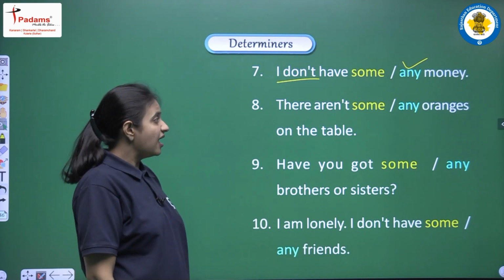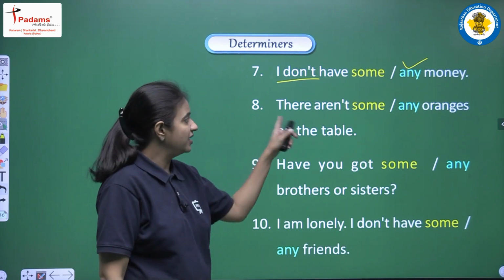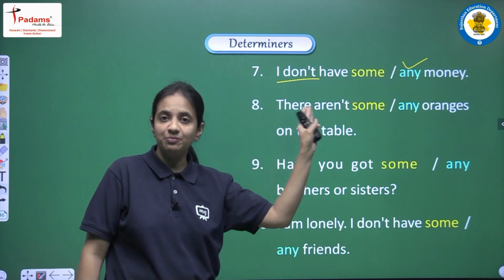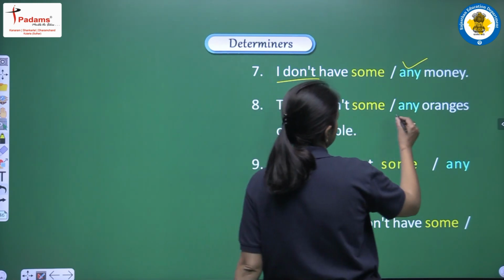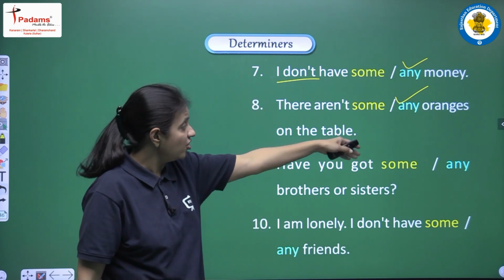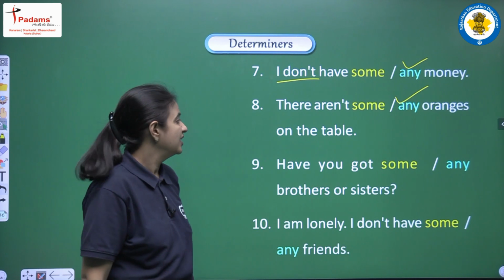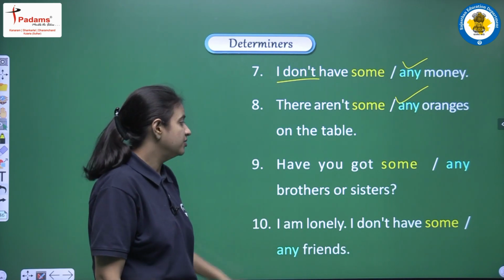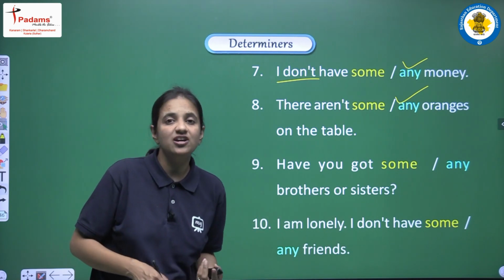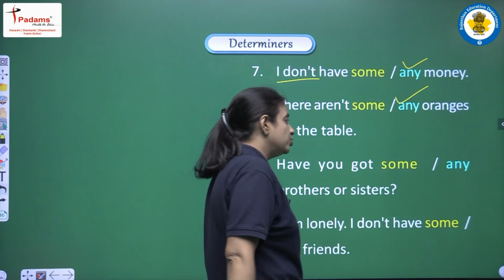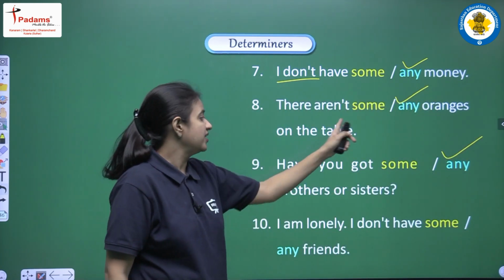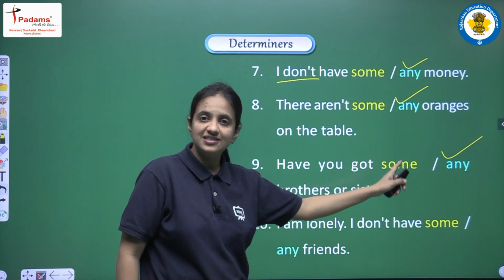Next is there aren't oranges on the table. Again a very simple negative sentence, aren't is are plus not. So we will choose any here, and the sentence will be there aren't any oranges on the table. Next is have you got brothers or sisters. Here we have an interrogative structure, we are asking a question, so we will choose any, and the sentence will be have you got any brothers or sisters.